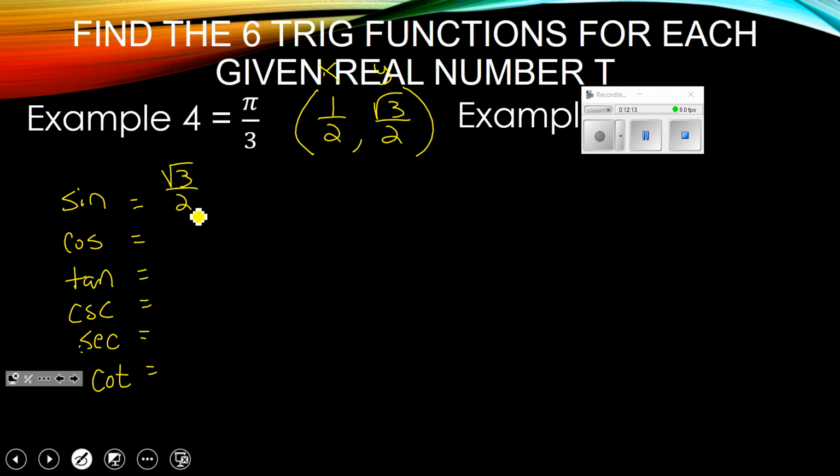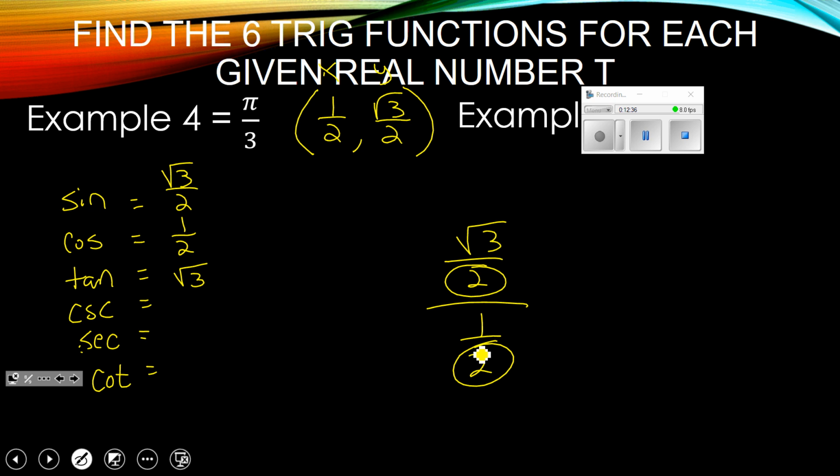What's the cosine? 1/2. What's the tangent? Square root of 3. And we know that, and please listen to me carefully with this, it's the sine over the cosine. You should be starting very comfortably to realize that when this and this are the same, they're going to cancel, and it's just going to be square root of 3 over 1, which is just square root of 3.